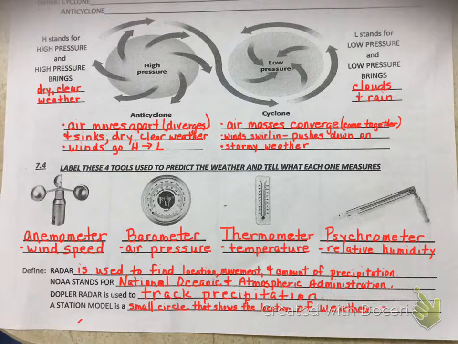Now, I have another one for you to add at the bottom, which is isobars. Isobars are lines that connect points of equal pressure, and these can form highs and lows, the anticyclones and the cyclones. And Mr. Graham and I will point these isobars out on the weather maps as we look at them.